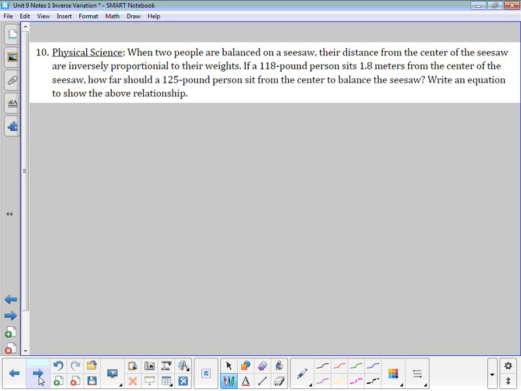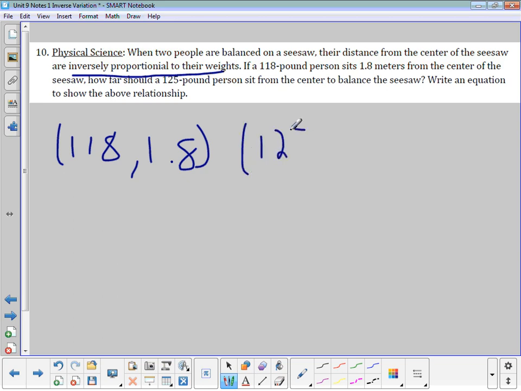So we're talking about physical science. So we're talking about a 118-pound person, and they're sitting 1.8 meters away. It tells us that it's inversely proportional to their weight, so we know eventually we're going to be using that product rule. So we have a 118-pound person sitting 1.8 meters away. How far should a 125-pound person sit? So notice that I'm always putting weight in the x position, and then I'm going to put the distance in the y position. So I don't know the distance quite yet.